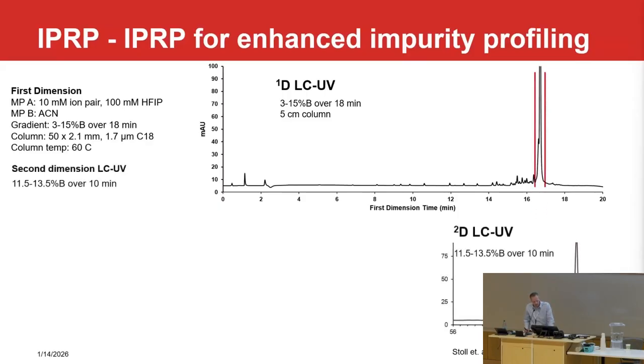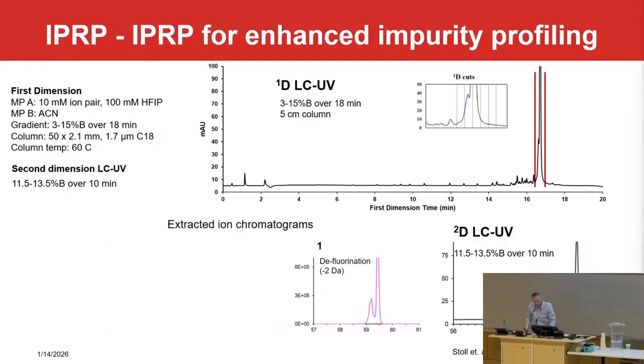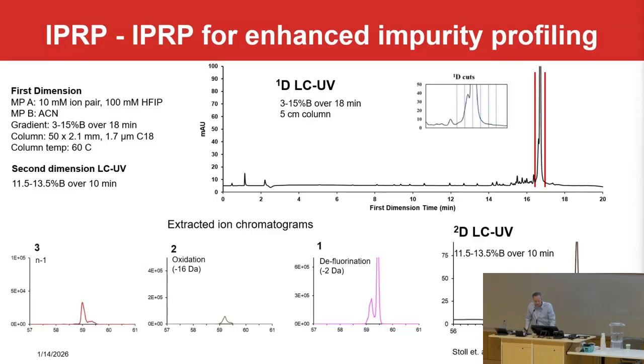And so in our second dimension, we use multiple heart cutting to cut the API peak, and then do a very narrow second dimension separation, again, just changing the gradient slope. So a very shallow slope in the second dimension of about 2% B over 10 minutes. And this really pulled out some impurities. It's mass spec compatible, and so we can get better resolution with this very narrow gradient slope, and we can also still get mass spec data to inform what these impurities are.